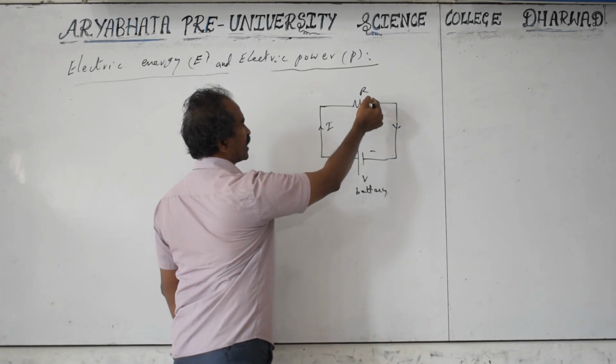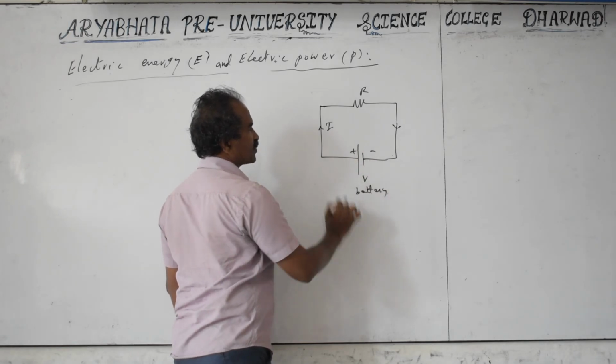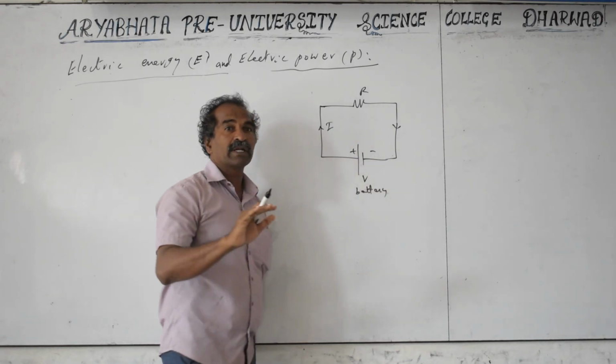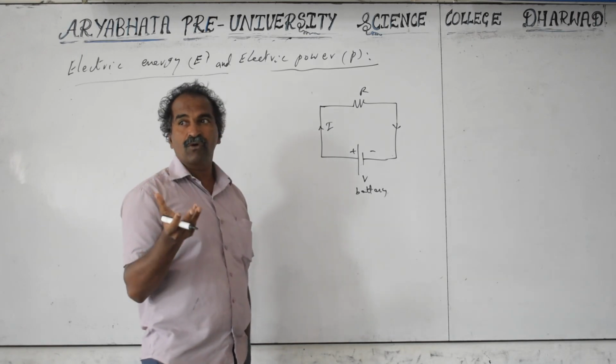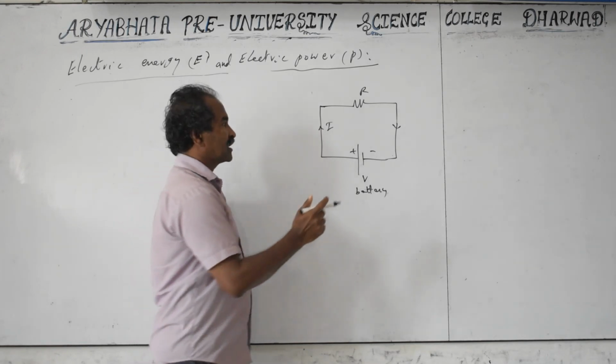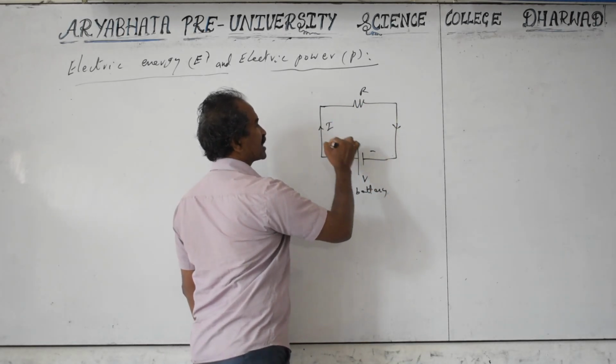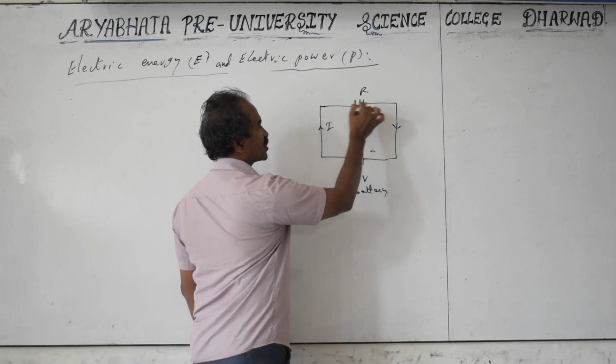Resistance R is connected across a battery of potential difference V. The battery provides the potential difference only and makes the charges pass. It won't provide the current of its own production. It only makes the electrons travel from one end to the other, from minus to plus. But the current direction is taken in the opposite direction, from high potential to low potential.